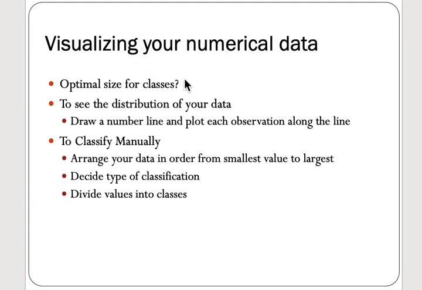For visualizing your numerical data, for optimal size for classes, it's best to have at least 3 classes or more to show your distribution of data. To see the distribution of your data, it's best to draw a number line and plot each observation along the line. And to classify manually, arrange your data in order from smallest value to largest, decide the type of classification, and divide your values into classes.